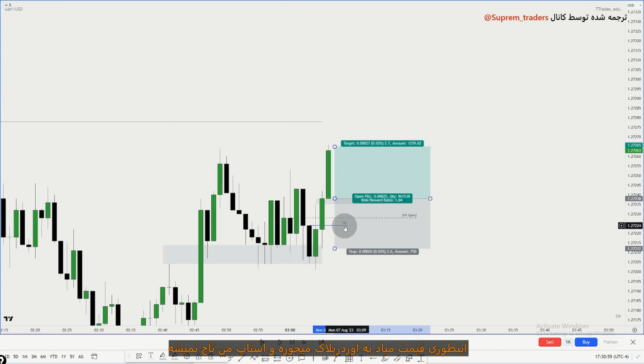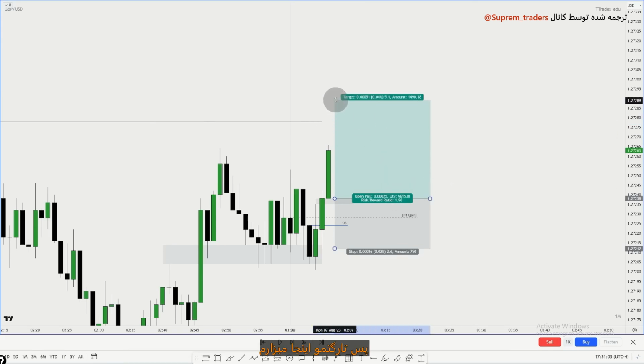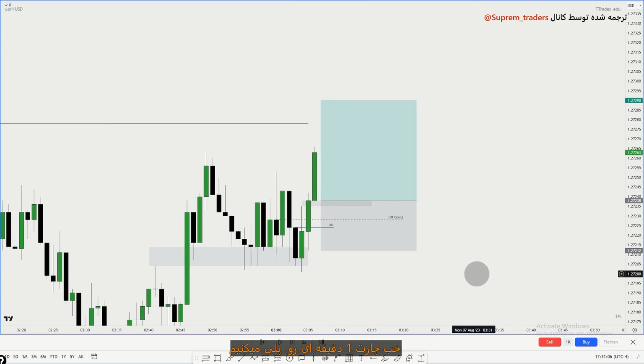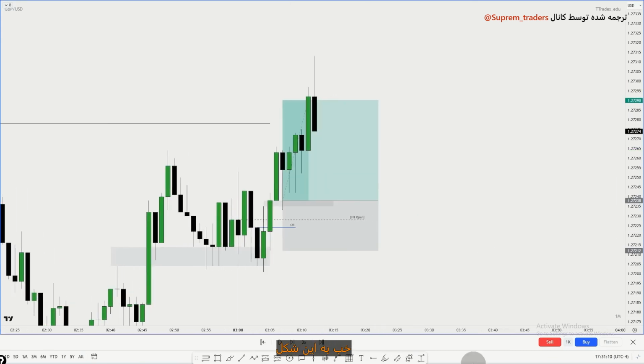That way price could come back to this order block and I wouldn't be stopped out. However, with that, I would not be able to put my target right at this high because I need at least 2R personally. So I would have to have my target there. But letting this play out on the 1-minute, it looks something like that.